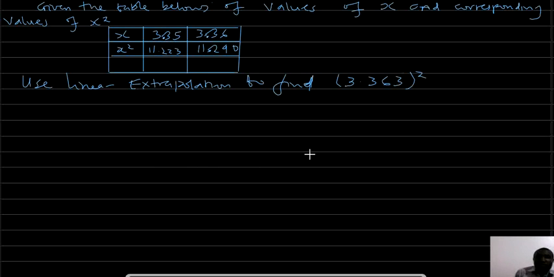3.363. Now, when it comes to this, please don't just get a calculator and press. They said that you use linear extrapolation. So you need to know what that means exactly before you work it out. Here you realize that they squared. They got 3.35 squared.